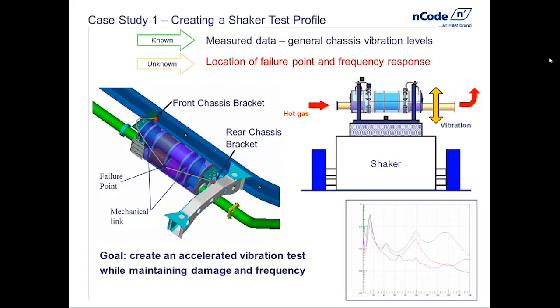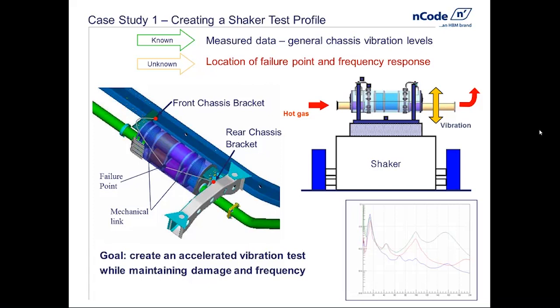And then the nCode software was used with the concept of equivalent damage, shaker profile creation, to come up with the shaker profiles that we see in the lower right corner. The green, the red, and the blue represent vibration profiles, G squared per hertz, a PSD random test, run in the X, Y, and Z directions. So blue, green, and red here represent X, Y, and Z.